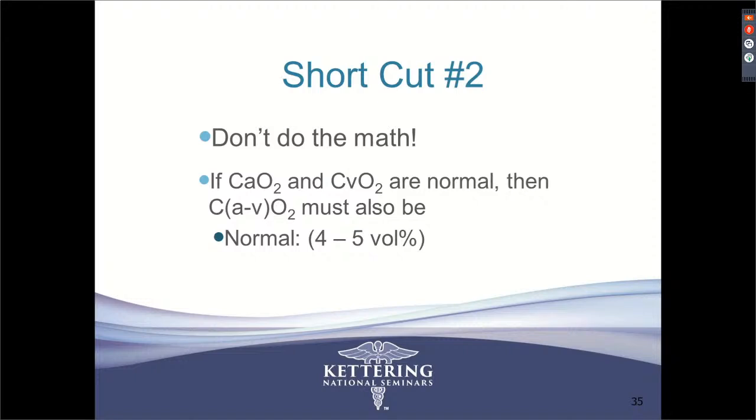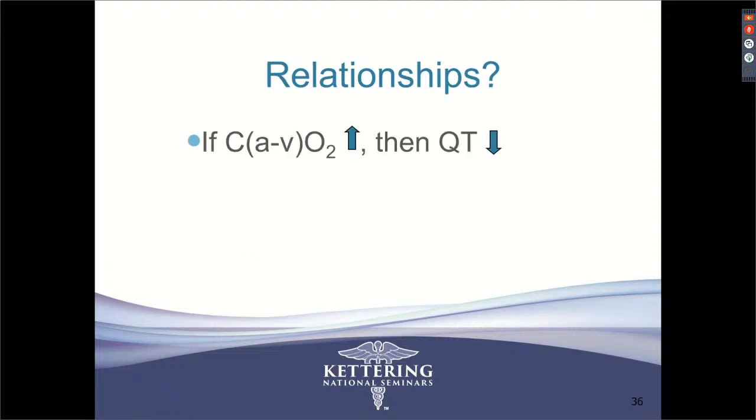Also highlight letter F. You need to know what the relationship is of the CavO2 difference to cardiac output. And this is the relationship in letter F. You've already got it in your book. So if you highlight letter F, you've got this. If you have an increase in CavO2 difference, then that's going to cause your cardiac output to go down. So the relationship between cardiac output and the CavO2 difference is indirect. If one goes up, the other one goes down.